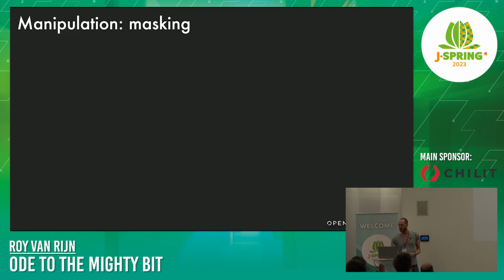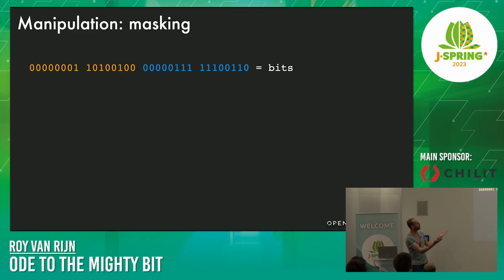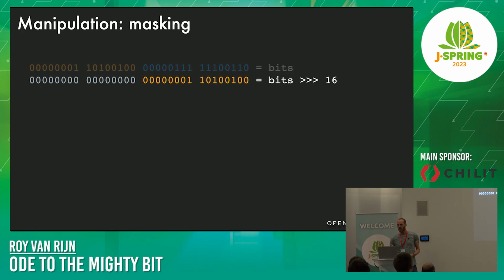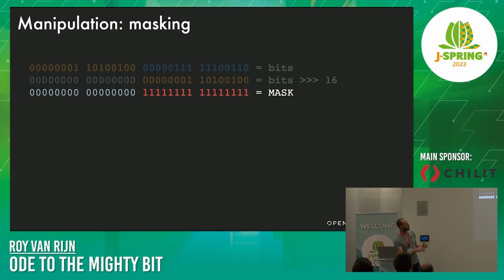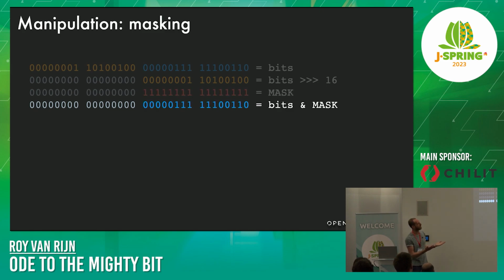Some cool things we can do: masking. For example, if we have this number, and somebody told you, I hid a secret message in there, and it's actually the part in orange. How do we get this secret message out? Well, we can shift it. Like we said, we shift it 2 bytes. Then we have this, and this is a mask. So we make all ones in some places, and if we AND those things together, we get the thing we want. To get the orange part, we can just shift, but to get just the blue part, we can use a mask.